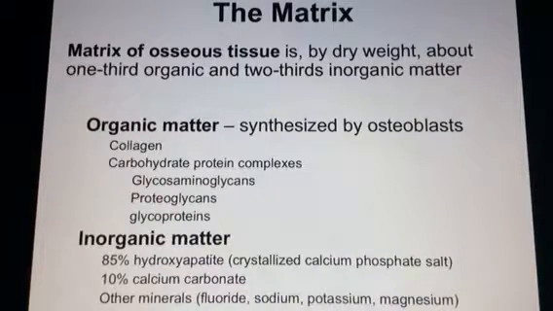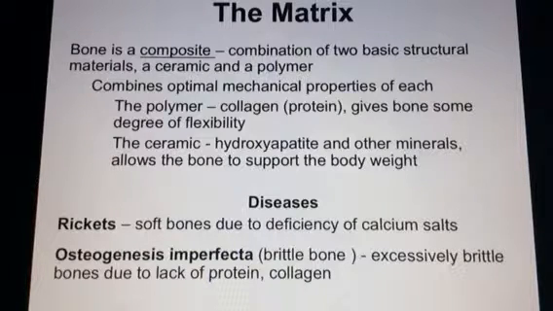Organic matter is synthesized by the osteoblasts, so it's comprised of collagen, carbohydrate, and protein complexes. And inorganic matter is calcium phosphate salt, calcium carbonate, and then other minerals. So usually organic means that it has carbon, and inorganic is anything that doesn't involve carbon. So bone is a composite, which means it has a combination of two materials, ceramic and a polymer.